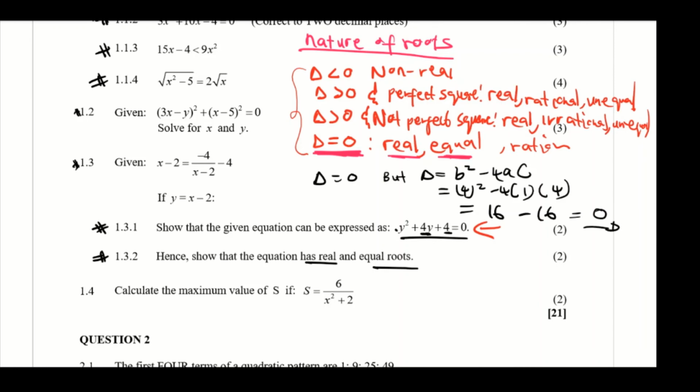So this is the solution of your discriminant. It's 0. Therefore, your roots are going to be what? Are going to be real and equal. So that's how we solve this problem here.